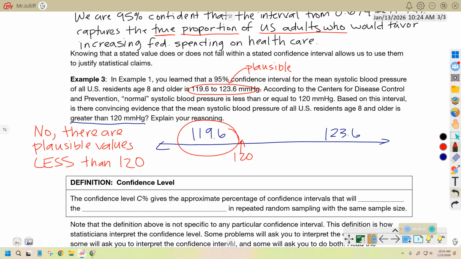So for confidence intervals, when I'm using them to make claims, I'm asking myself, is the claimed value inside my range of plausible values or outside my range of plausible values? If it's inside that list of plausible values, I can't really draw a conclusion because it's plausible. I can't discount it. But if that value is outside, then I can make a conclusive statement because the value they gave me isn't plausible based on that sample data.